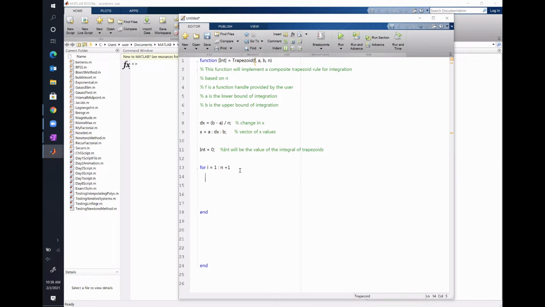We already have n. Now, let's see. What do we want to do? We want to say if i equals 1 or i equals n plus 1, int is going to equal int plus f of x of i. Else int is going to equal int plus 2 times f of x of i.